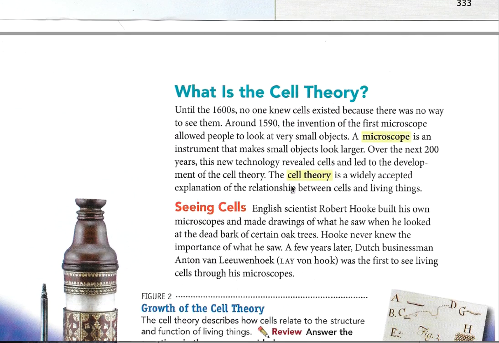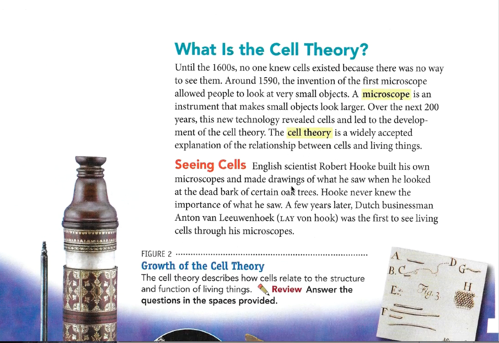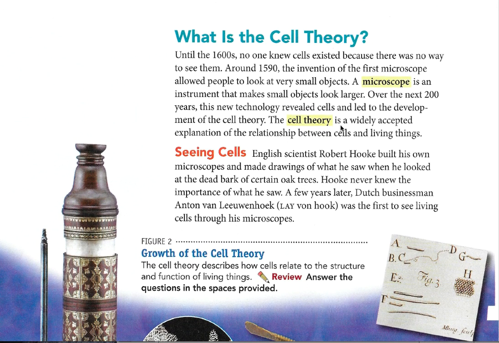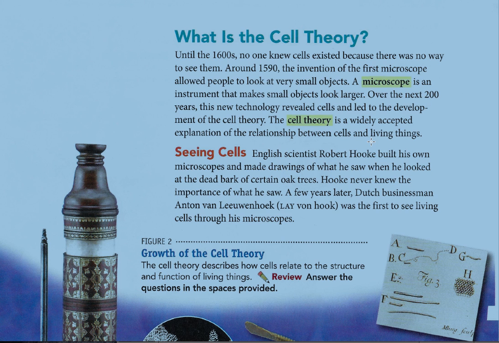What is the cell theory? Until the 1600s, no one knew cells existed because there was no way to see them. Around 1590, the invention of the first microscope allowed people to look at very small objects. A microscope is an instrument that makes small objects look larger. Over the next 200 years, this new technology revealed cells and led to the development of the cell theory. The cell theory is a widely accepted explanation of the relationship between cells and living things.